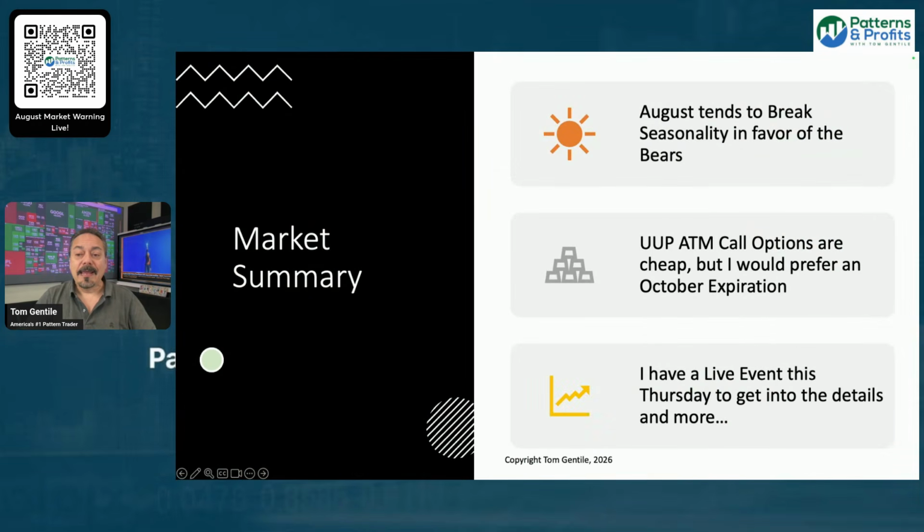All right. So in summary, here's what I'm looking at here, folks, as we go into the end of our market update. Number one, August tends to break seasonality in favor of the bears. Again, I'm not suggesting that we're going to have an all-out bear market. What I'm suggesting is that there is a potential here for the stock market to wind down. That's a possibility. That's number one. Number two, look at the at-the-money call options. They are cheap. But if you know me, I prefer to see an expiration that's closer to October.